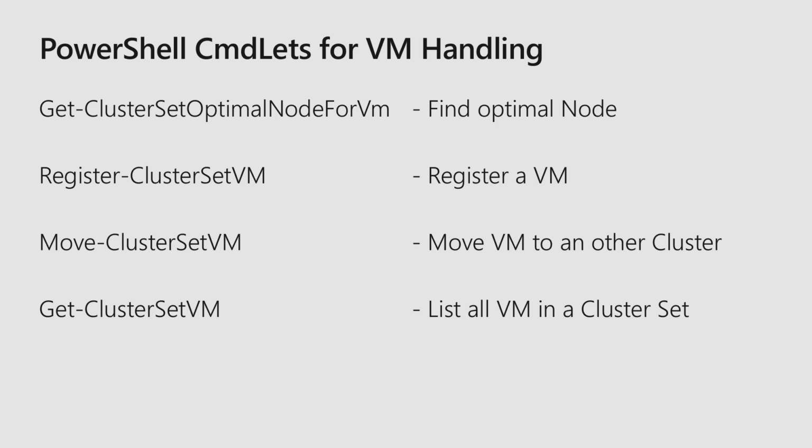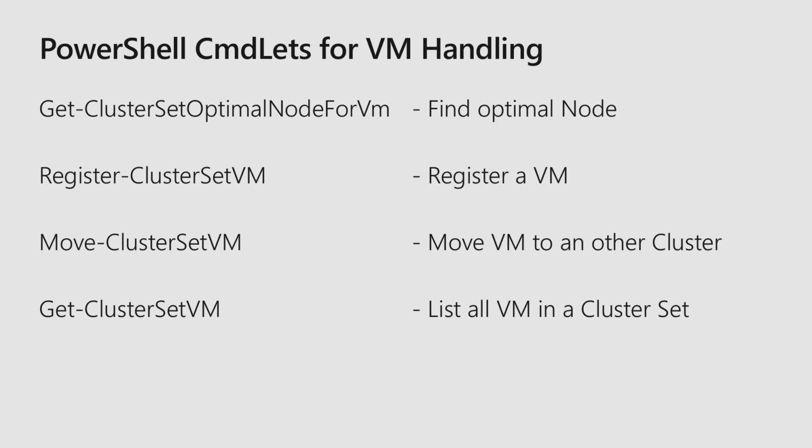So if you want to create a new VM, you want to know where it's best to place it. So you have your 4 clusters. You ask your cluster set with the command Get-ClusterSetOptimalNodeForVM, very long but self-explaining. You tell it how much memory the VM needs, 4 gigabytes or 8 gigabytes, and how many processors you want the VM to have. And then it tells you, oh, node 4 of cluster 3.